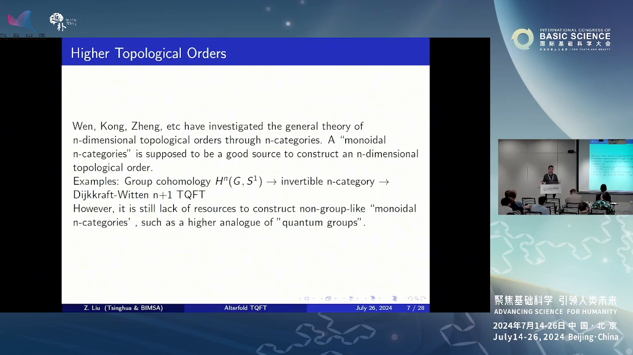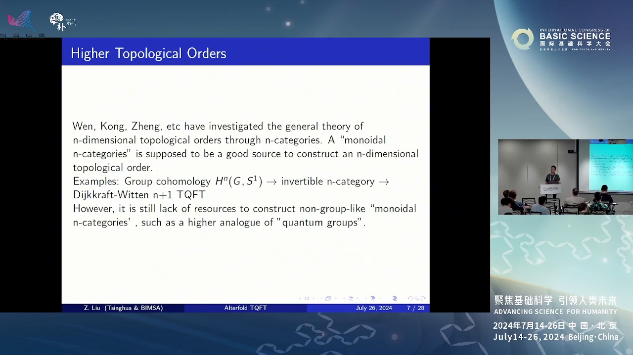But there is a lack of literature on such topics. So how do we study those higher dimensional topics? What's the right generalization of groups? It's still not that clear. And actually, we need a lot of additional structures to really get topological orders.